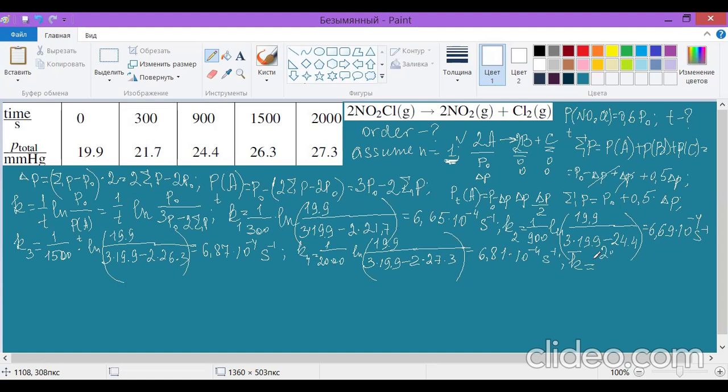Let me do it. So 6.61 is for the first, plus 6.69 for the second, plus 6.87 for the third, plus 6.81 for the fourth, and then we divide by 4. We get 6.76 roughly.